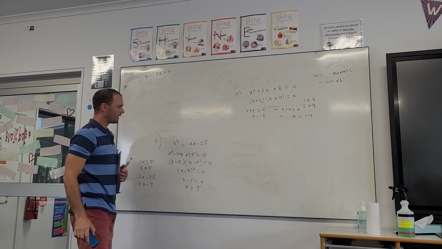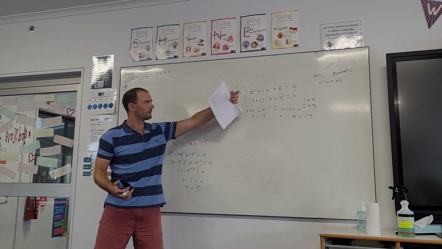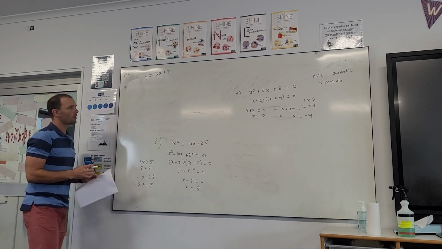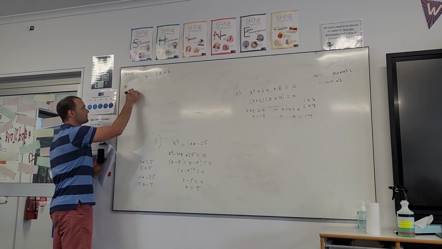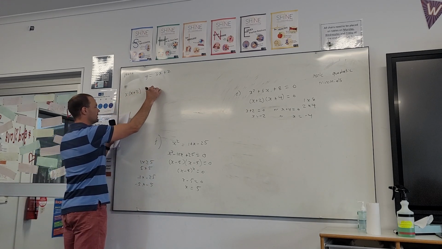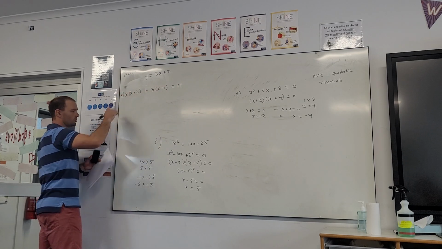We're still doing monic quadratic trinomials because this number out the front is still a 1, isn't it? That's still a 1. So, let's have a look. We've got x times (x plus 2) plus 3 times (x take 1) equals 11. So this is question G.